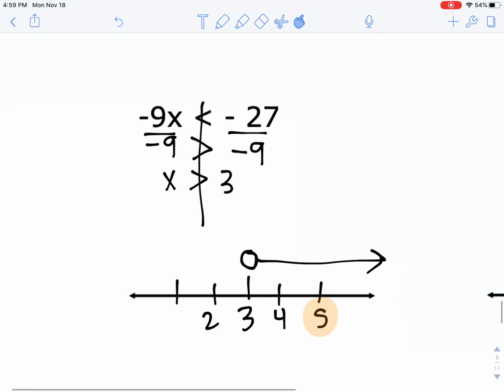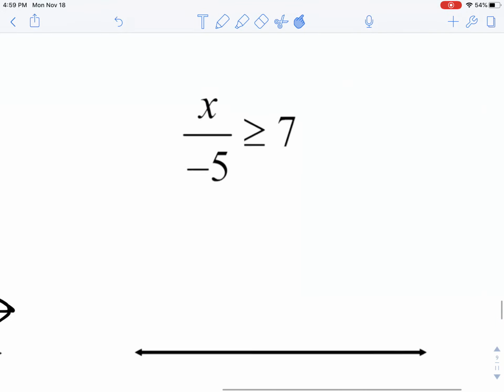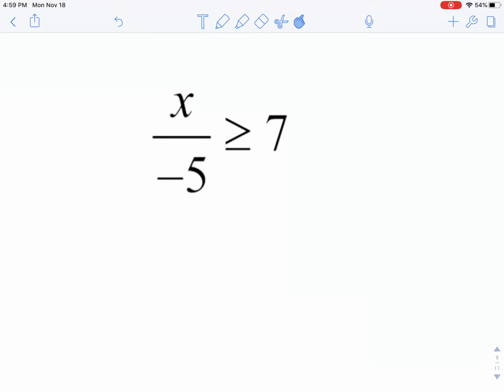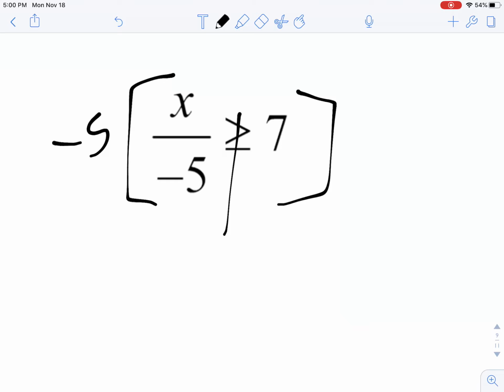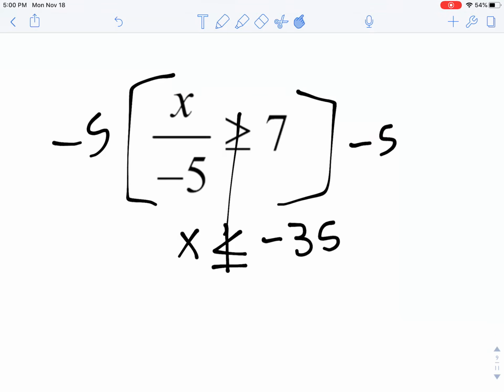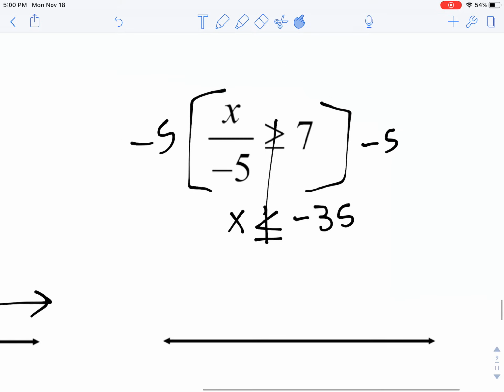We have x divided by negative 5 is greater than or equal to 7. Well, in order to get rid of that division, we're going to multiply both sides by negative 5. I'm left with x. We're flipping that symbol. Is less than or equal to, because we're multiplying by a negative, so we flip the sign. 7 times negative 5 is negative 35. Then I want you to graph that on your own.